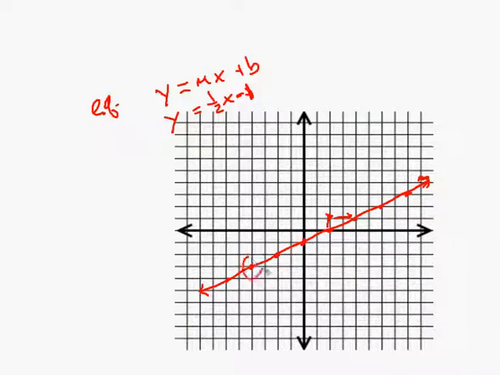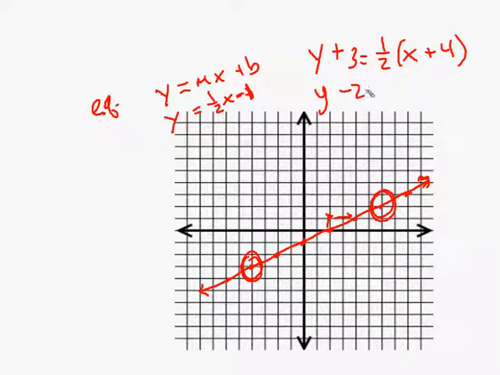I can also get it from point slope form. I could choose any one of these points. Let's say I choose that point. So I do y minus, well actually y plus 3. Oh, I was doing x first. So 1/2 and x plus 4. I can do any of these points. I can do that point. Y minus 2 equals 1/2 x minus 6. Any questions how to get the equation from a picture?